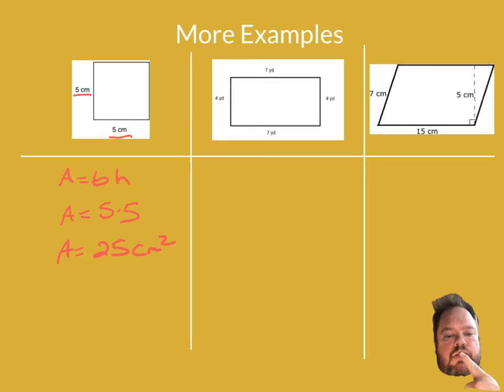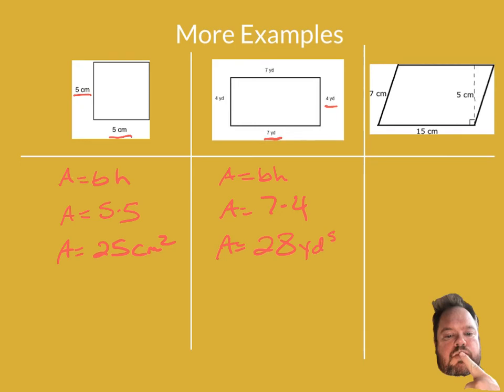Example number 2, we have a rectangle. Step 1, write down the formula. Area is base times height. Step 2, substitute. Here is my base, 7, times my height, which is going to be 4. Area is 7 times 4, which is 28, and in this case, yards squared.